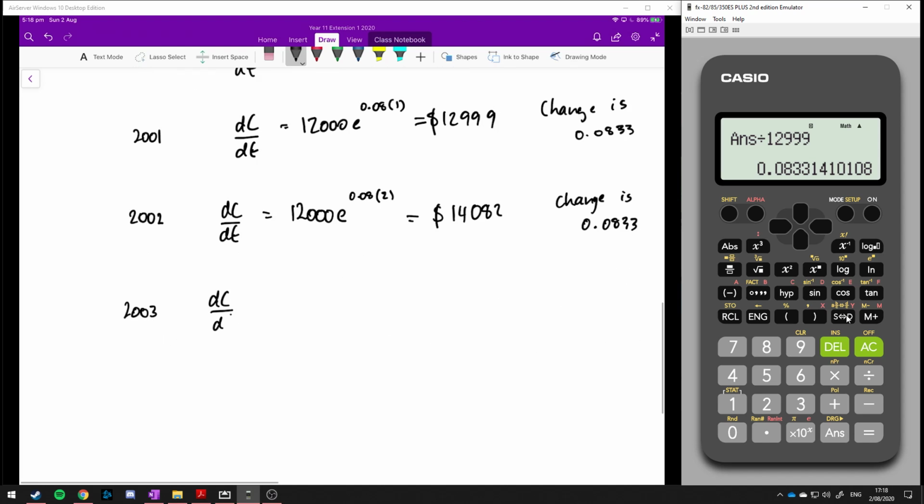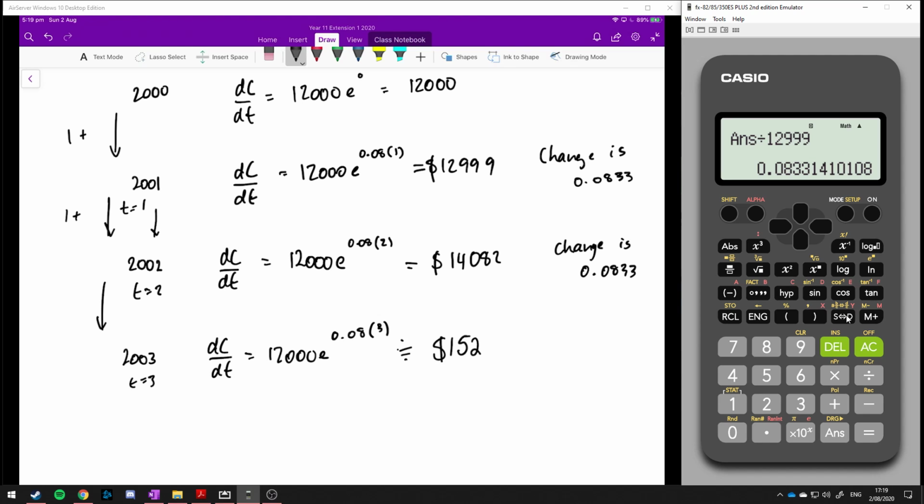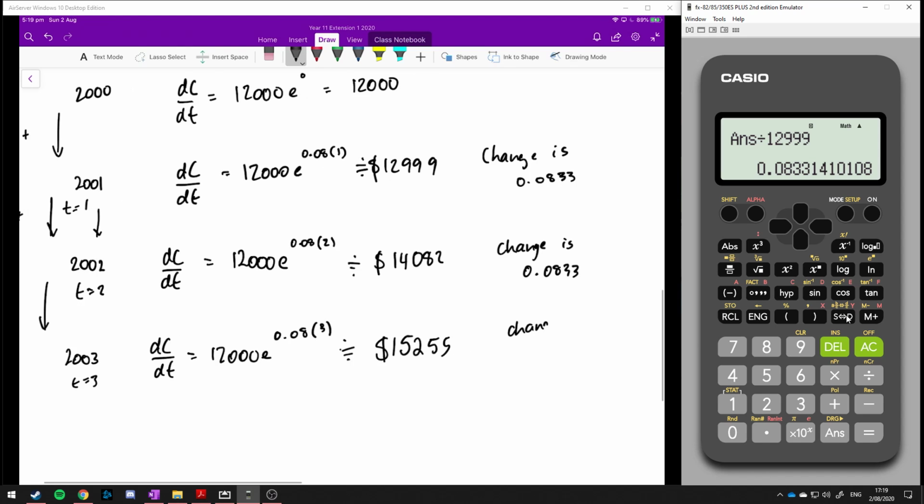Now the last one we want to do is 2003. So dC/dt. So remember, how I'm getting my t's is t is equal to 1 year, because 1 year has passed between here and here. 1 year has passed between here and here, so t is equal to 2, and then again t is equal to 3 for this one. So that's equal to 1200 e to the 0.08 times 3, which is equal to, and if you put it into a calculator, you get approximately, and I should be saying approximately because these aren't exactly equal, 15255.